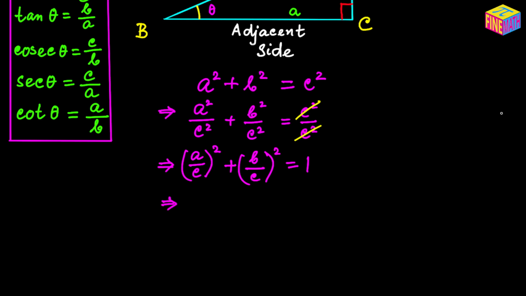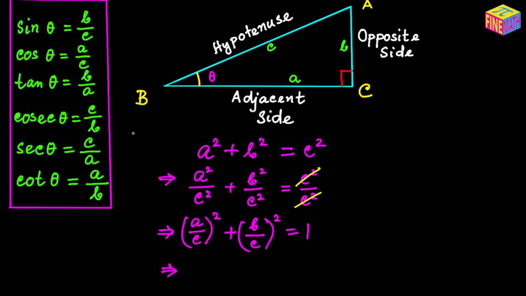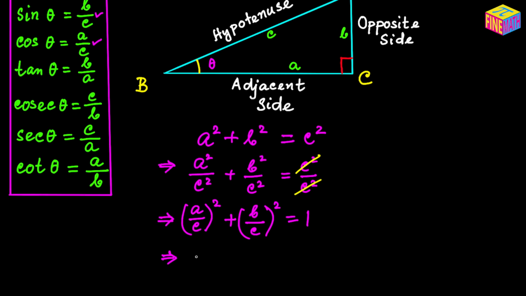And from here, a by c is nothing but cos theta, and b by c is nothing but sin theta. You see the a by c right here, and then b by c. So a by c is cos theta, b by c is sin theta. Can we write it like this? A by c, that is cos theta, so you can say cos theta whole squared plus sin theta whole squared is equal to 1.